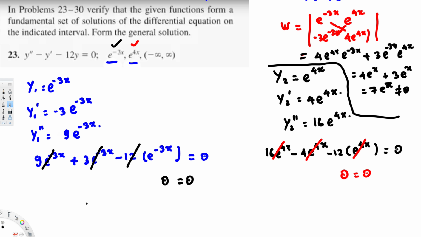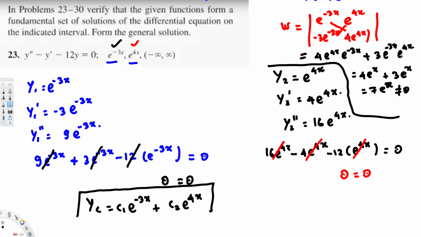So we can write our final solution. By the superposition principle we can write this as a complementary solution. So yc is equal to c1 times the first solution, e power minus 3x, plus c2 e power 4x. And this is going to be the complementary solution for this differential equation.